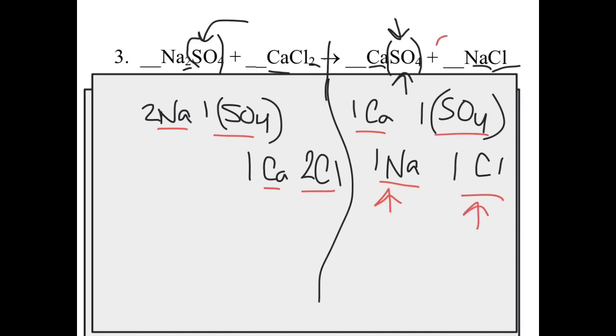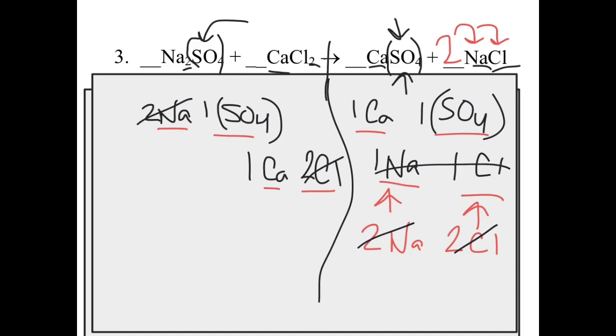Well, that's pretty easy. If we drop a coefficient of 2 in there, that gives me 2 sodium and 2 chlorine because 2 times 1 is 2. So now I have 2 sodium and 2 chlorine instead. And that means my 2 sodium and 2 chlorine cancel out. I have 1 calcium on the reactant side, 1 on the product, 1 sulfate on the reactant side, and 1 on the product. So I actually am balanced. So when I balance it out, it's just a 1, 1, 1, 2 for my coefficients. Pretty straightforward.